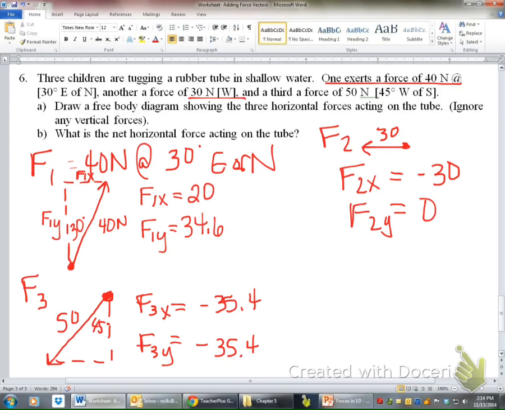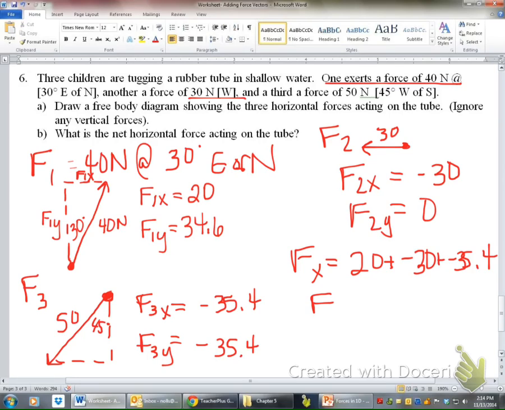All right. We want to find net horizontal force. So we need to be dealing with what components here? F sub x. All of the F sub x. So we're going to take F sub 1x, which is 20. We're going to add in our F sub 2x, which is negative 30. And we're going to add in our F sub 3x, which was negative 35.4.